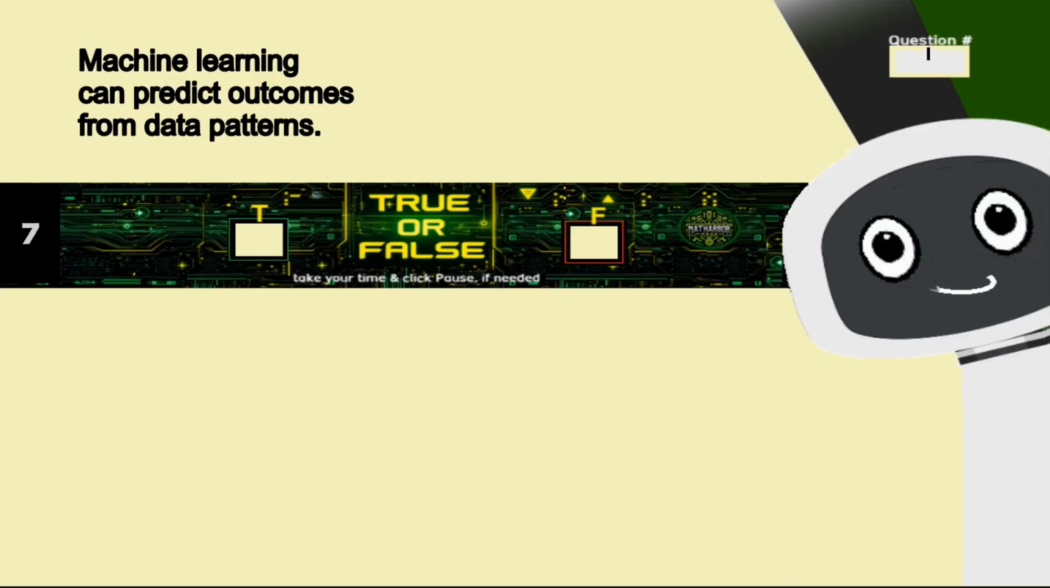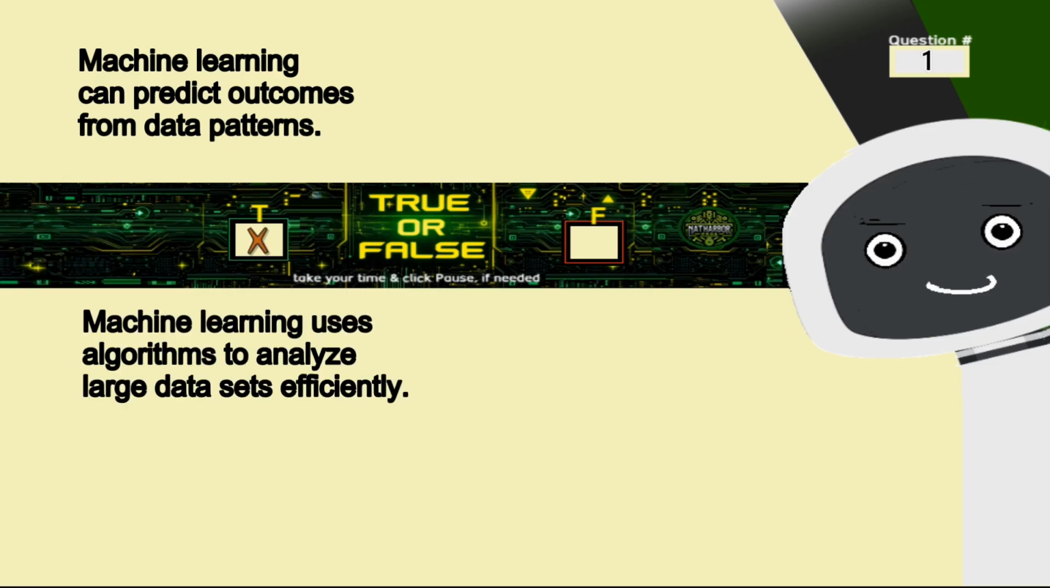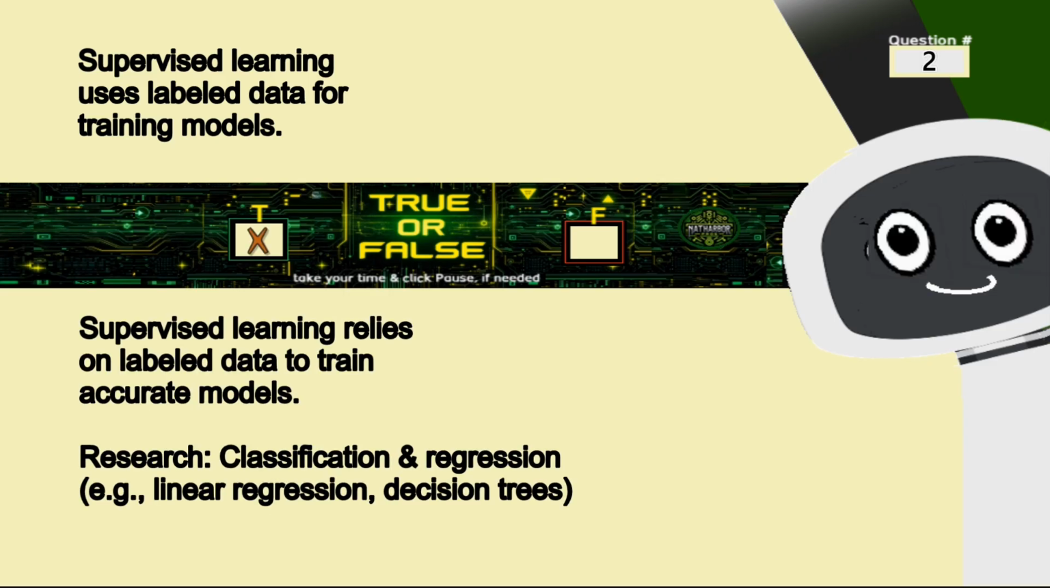True or false? Machine learning can predict outcomes from data patterns. That's true. Machine learning uses algorithms to analyze large data sets efficiently. True or false? Supervised learning uses labeled data for training models. That's true. Supervised learning relies on labeled data to train accurate models. Research classification and regression, for example, linear regression and decision trees.